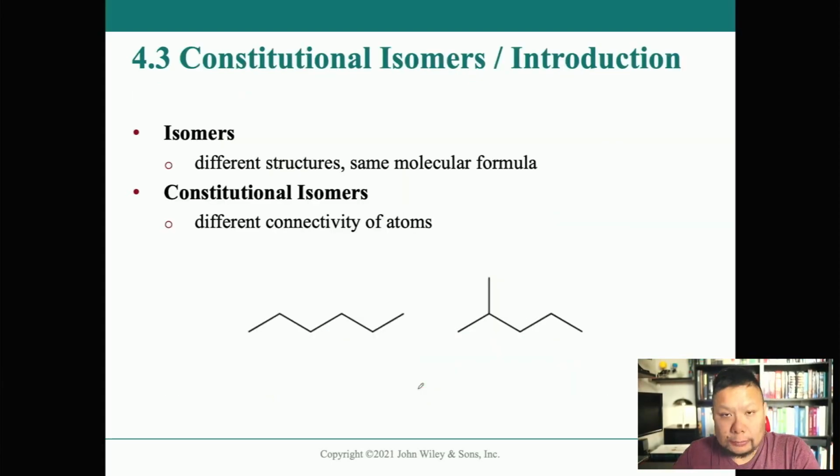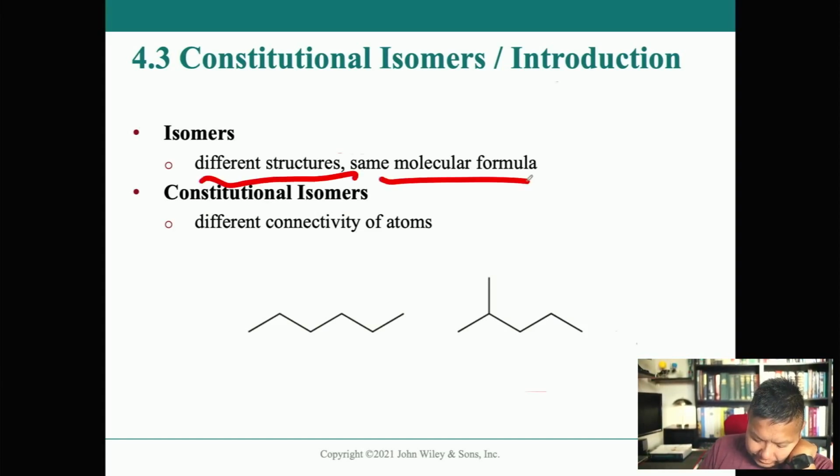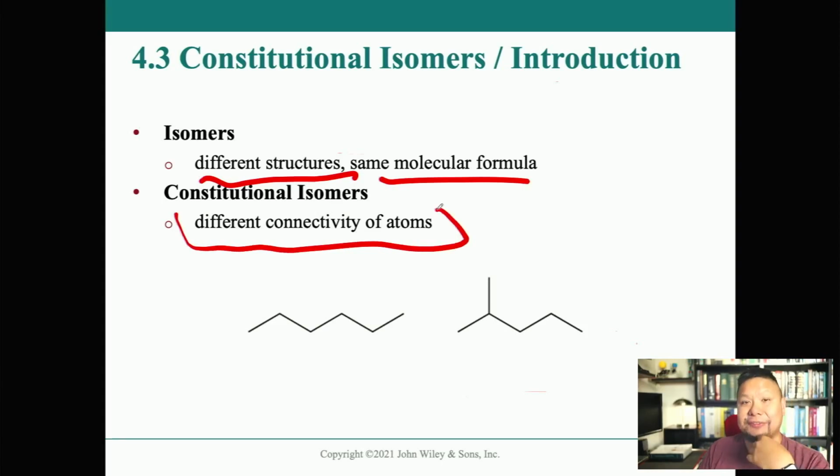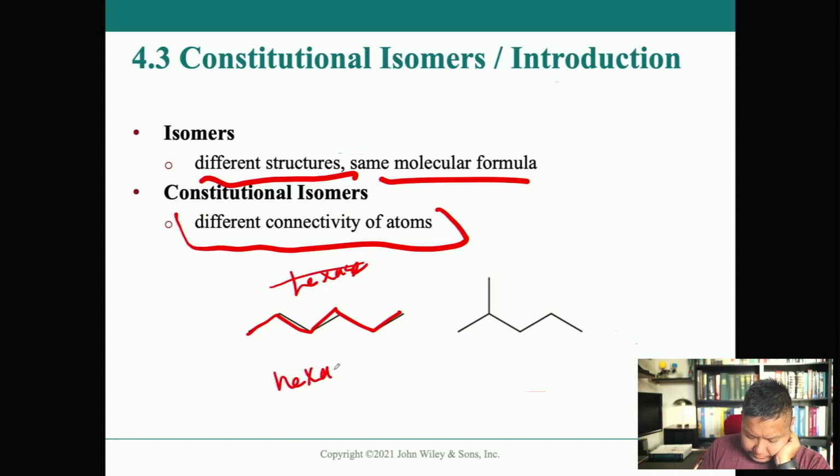Back to isomers. I was saying the word isomerization, but that's not what we're doing. It's just isomers. Recall that isomers have different structures with the same molecular formula, and constitutional isomers have different connectivity of the atoms. So here we have a 1, 2, 3, 4, 5, 6. So that's a hexane.